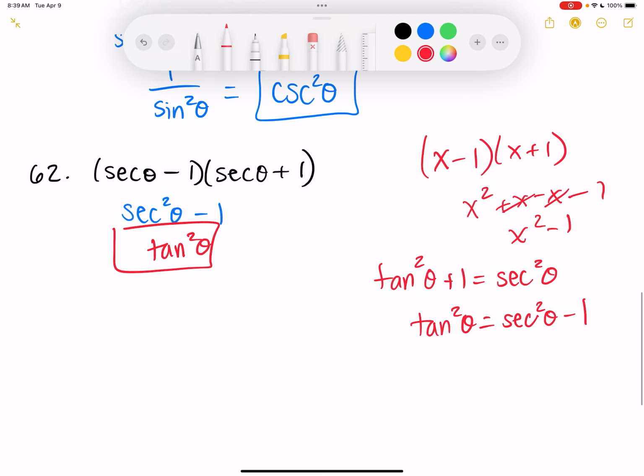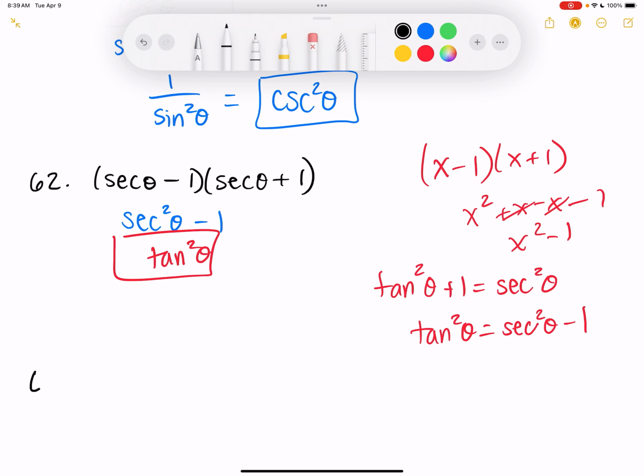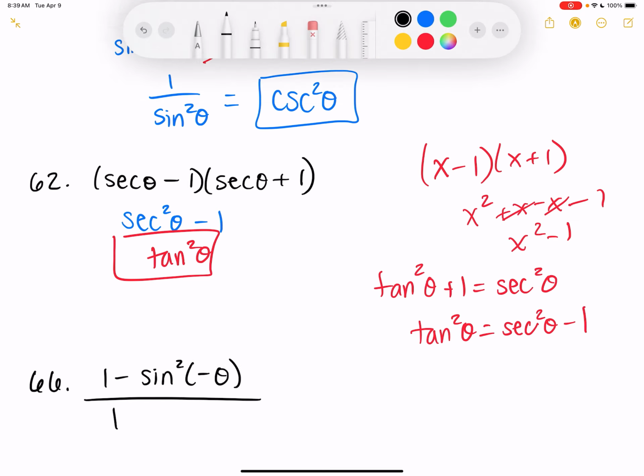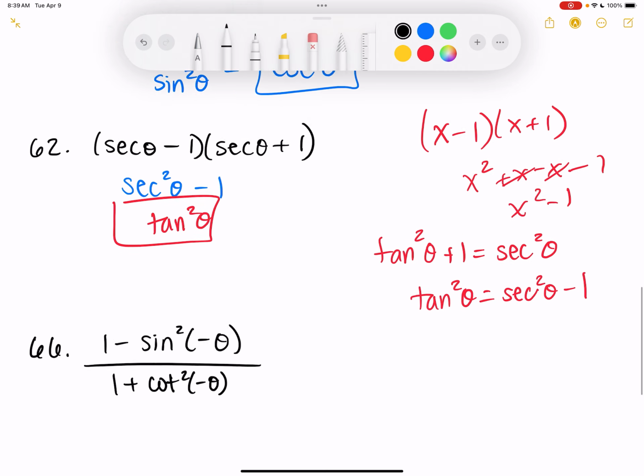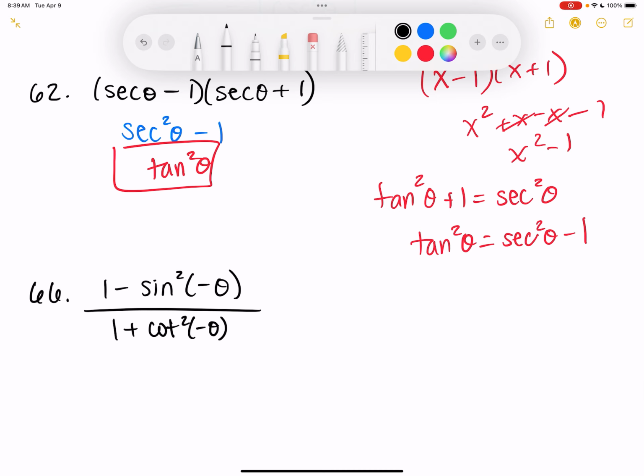All right, 66. 1 minus sine squared of negative theta over 1 plus cotangent squared of negative theta. So with this one, the first thing I want to do is look at those, sometimes I call them negative angle identities, but the even and odd identities.